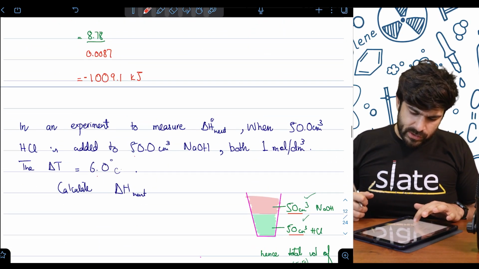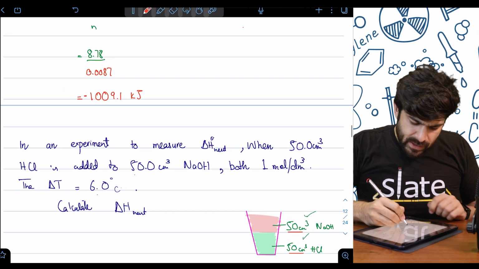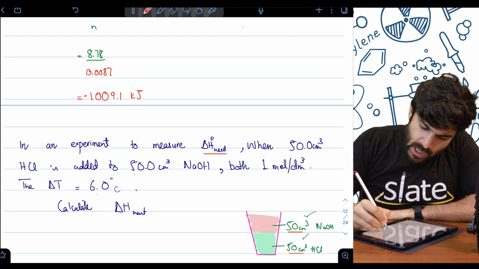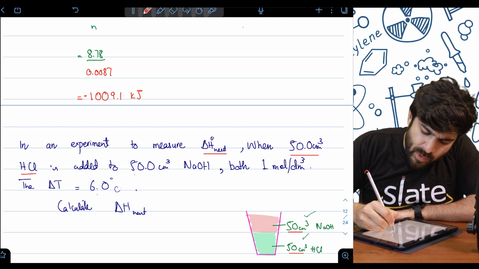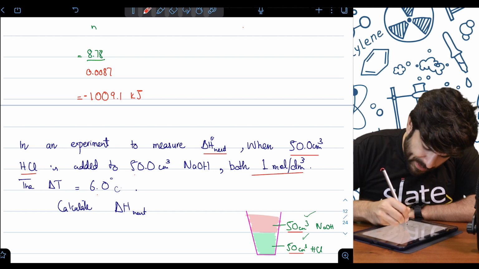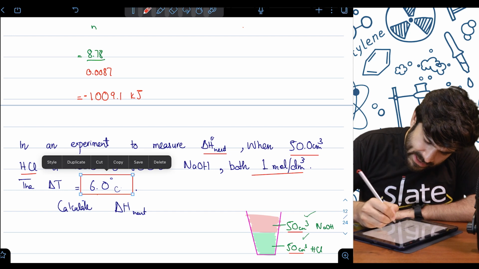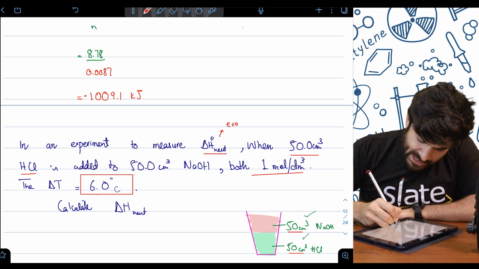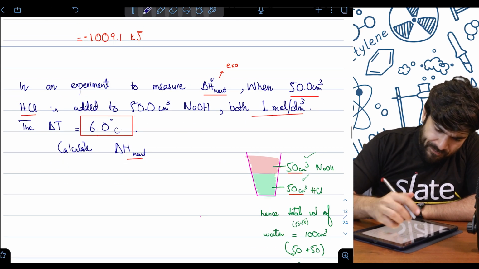Now let's do another question. This is a different question. In an experiment to measure enthalpy change of neutralization, 1 mole of water, when 50 centimeter cube of HCl is added to 50 centimeter cube of NaOH, both 1 mole per dm cube, the temperature change is 6 degrees Celsius. We remember, enthalpy of neutralization is always exo from the definition. Calculate enthalpy change of neutralization. Simple. Same formula.